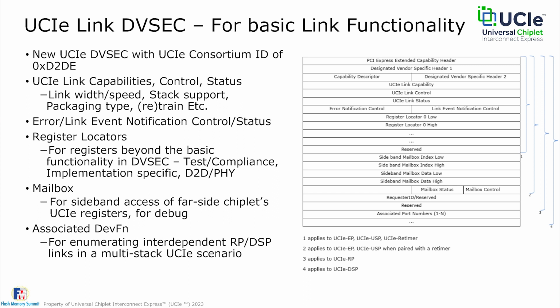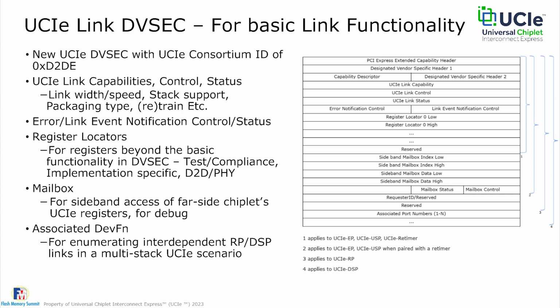So there's a new PCIe defined vendor ID, which has to be populated in the DVSec. Now there's also discussion about whether we should use the existing PCIe vendor ID. For anything which is PCIe compatible, it's going to be the vendor ID defined by the PCIe consortium. And if there are specific use cases without PCIe, then there's going to be a UCIe specific vendor ID, which is also going to be allocated.